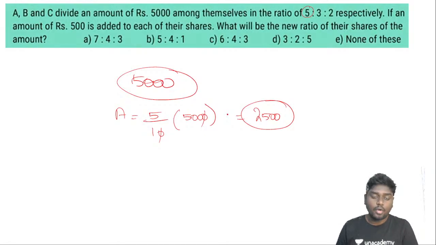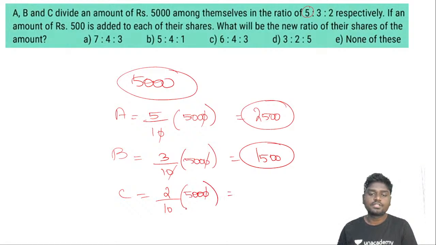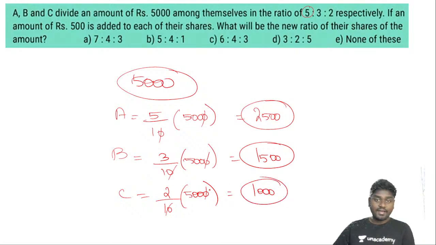If you want to find the share of B, it is nothing but 3 by 10 of 5,000. So we get ultimately 1,500. The share of B is 1,500. And the share of C, how to find this? Ratio of C divided by the total ratio into the amount which is being shared. If you just do it, you get 1,000. That's it.